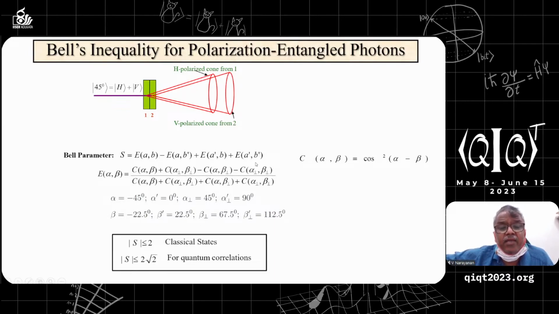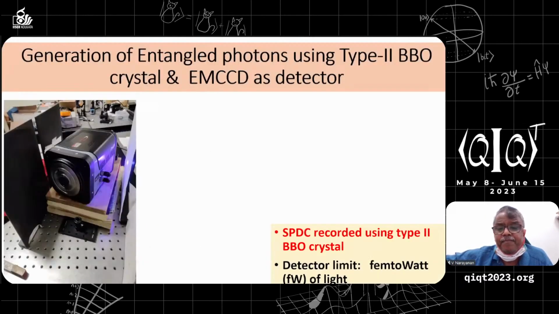So one uses the various combinations of the S parameter, which is well known, using various combinations of the half-wave plate and the quarter-wave plate. One gets the Bell parameter or the S parameter. So this is a typical snapshot we use.